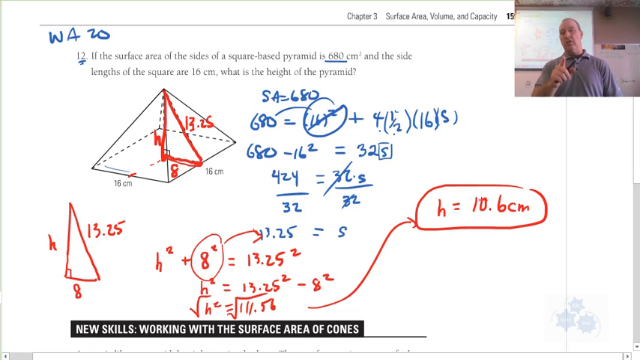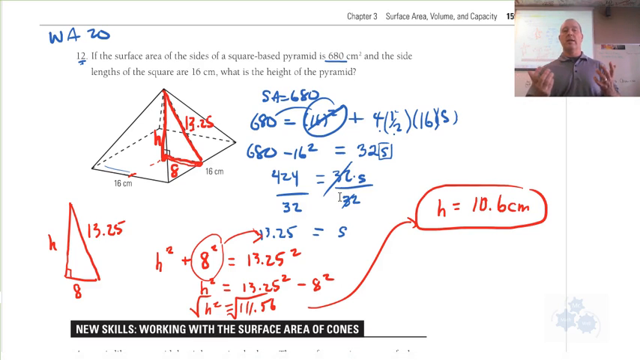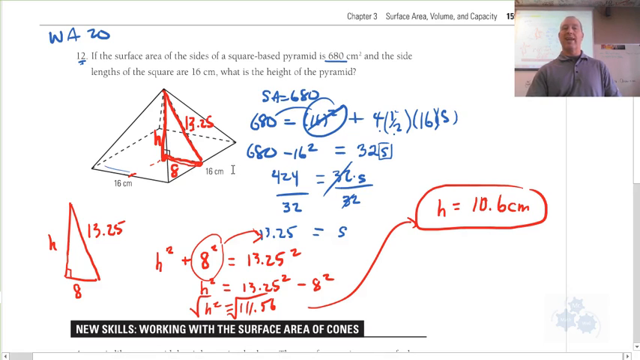Okay, so that's a tricky question. There's a lot of steps there. But you take it one piece at a time. Use what you're given. Plug it into an equation. See if you can solve for what you're looking for. If you can't, you can sometimes solve for something that's related to what you're looking for. So this is a multi-step problem.